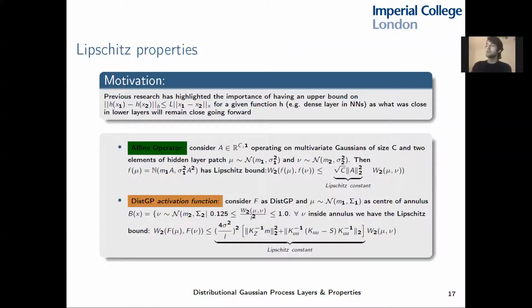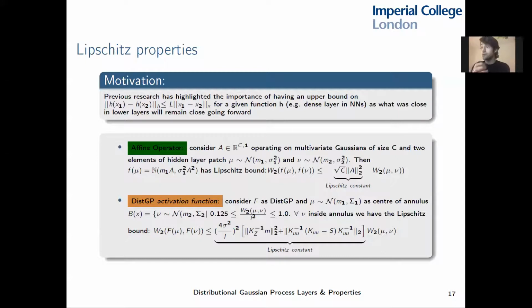All right, so what are some properties of this module? In previous research delving into out-of-distribution detection in neural networks, they basically showed that it is desirable to have an upper bound on a function, say a dense layer for neural networks, so that what was initially close in lower layers will still be close going forward. This is a desirable property for out-of-distribution detection.